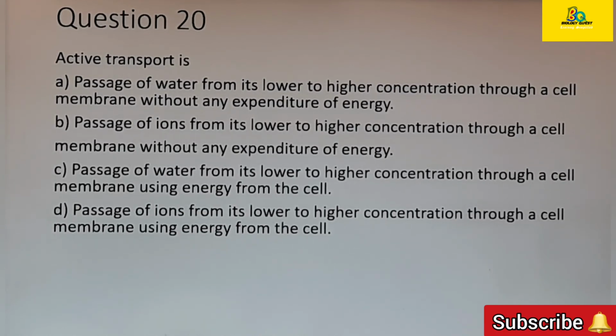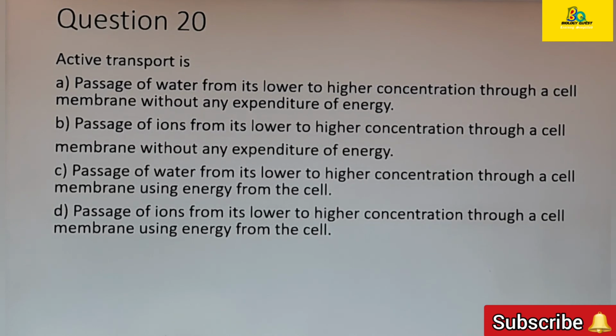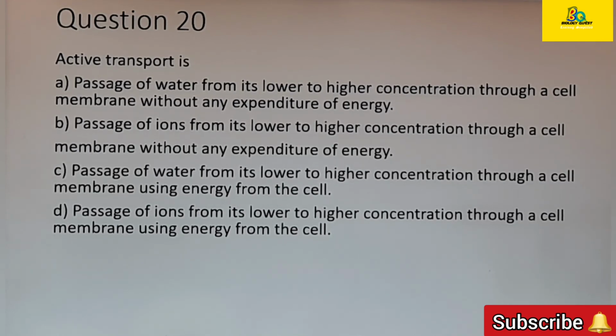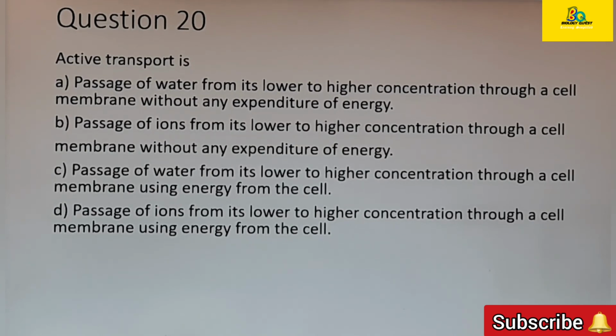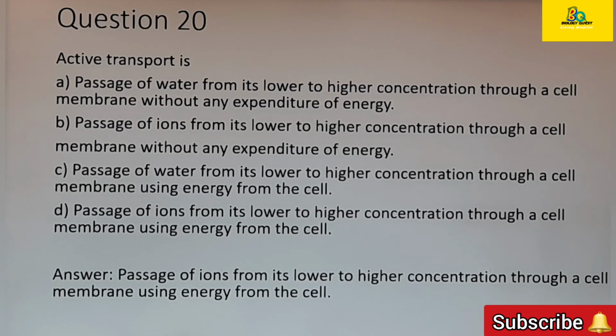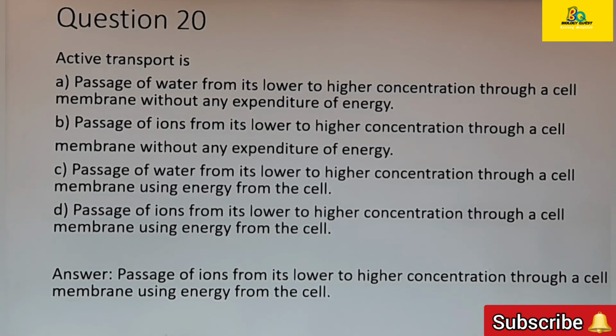Is it the passage of water from its lower concentration to higher concentration, or is it the passage of ions from its lower to higher concentration? What is active transport? It is the passage of ions, not water. Mineral ions are absorbed by the process of active transport. So it is the passage of ions from its lower to higher concentration through a cell membrane using energy from the cell. That is the correct answer, option D. Active transport is the passage of ions from its lower to higher concentration through a cell membrane using energy from the cell.